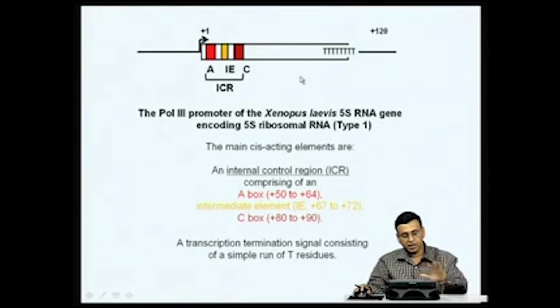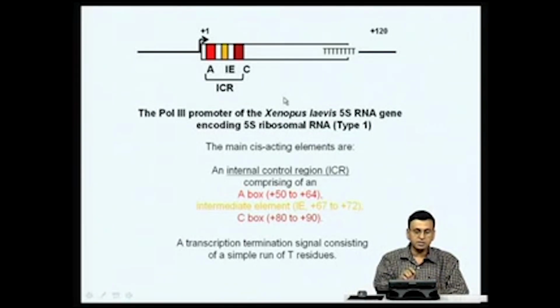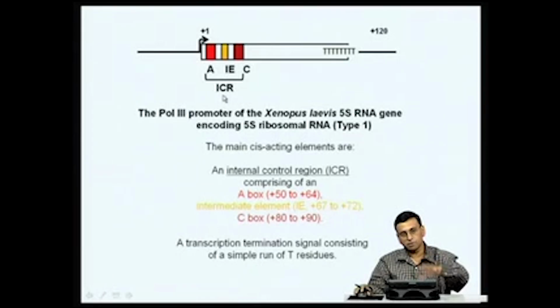So this is basically how a Pol III promoter of the Xenopus laevis 5S rRNA gene is organized. Remember there are three major elements, box A, box C, and in between the intermediate element. Together they constitute the internal control region. So these are the major cis-acting elements of a 5S rRNA promoter transcribed by RNA polymerase III.